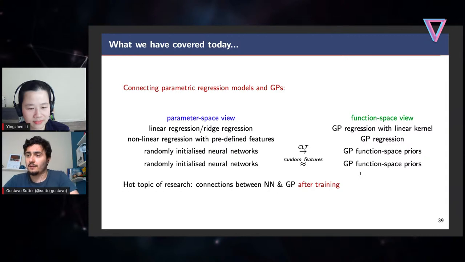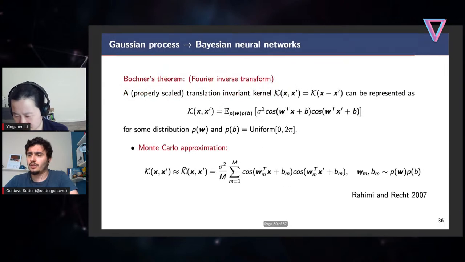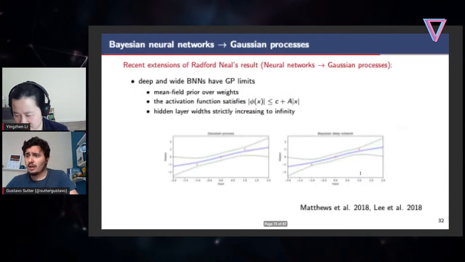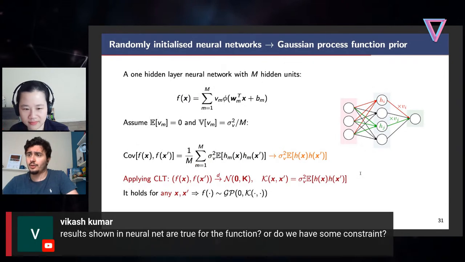Vikash asks, regarding slides 30 and 31, if the results shown for neural networks are true for all types of functions, or do you have some constraints? Well, there are some technical conditions that you need to satisfy in order to make this proof work. For example, you need some sort of bounding for this f function. The technical conditions you can find in the reference, the neural thesis.